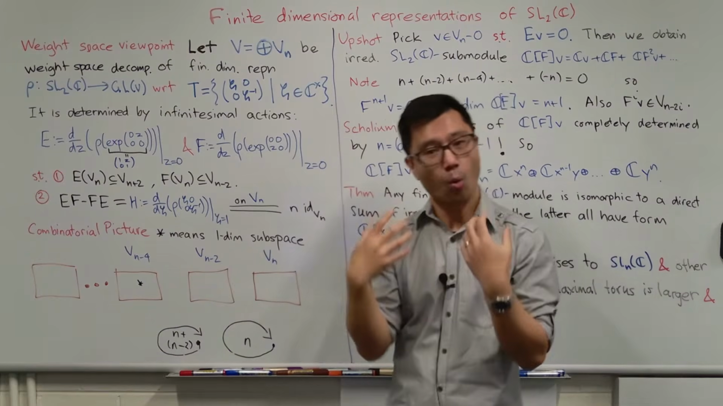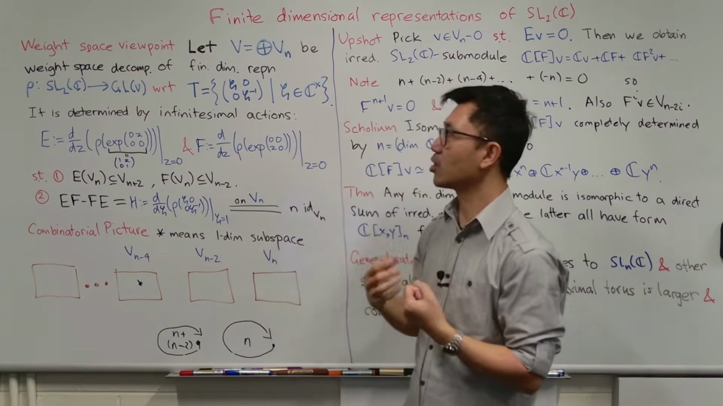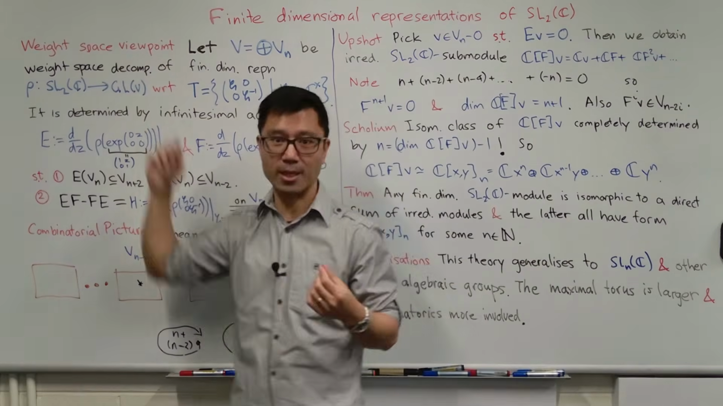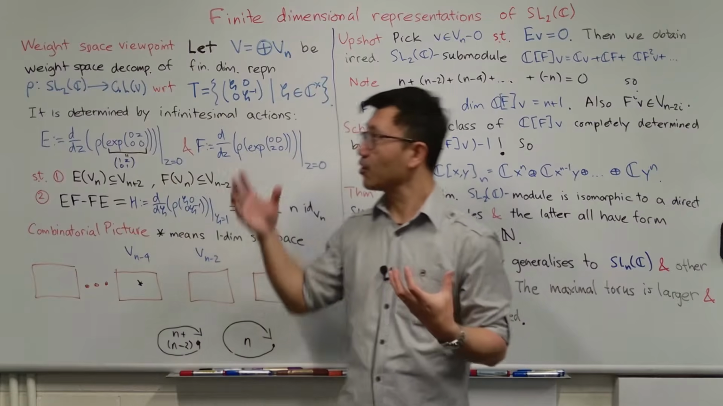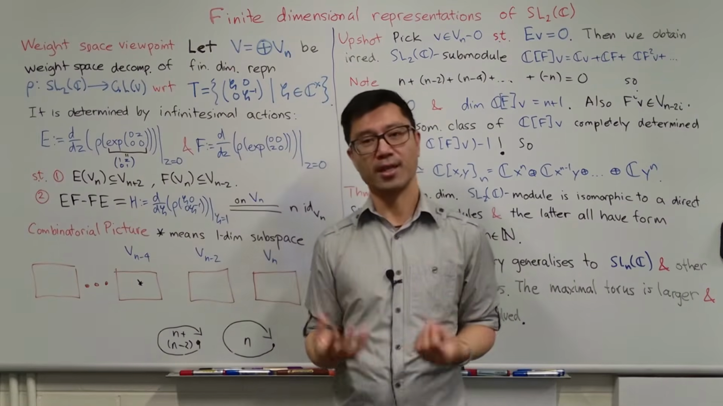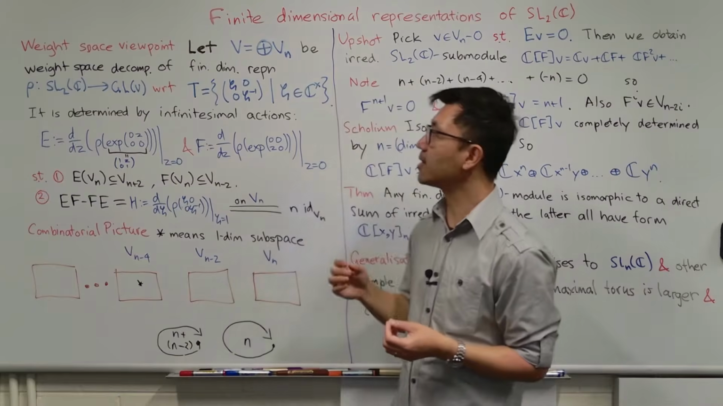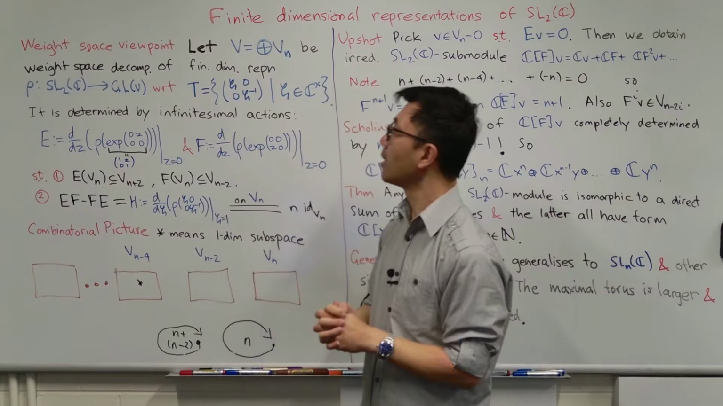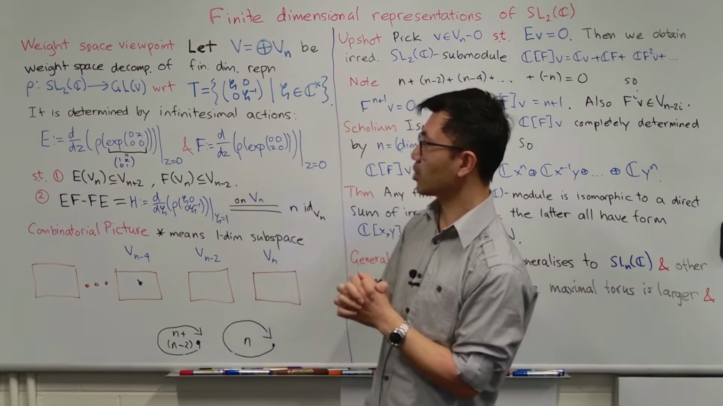Okay, so what is the torus viewpoint and how do we use the torus symmetry? So we basically use the theory of weight spaces. So if you don't know about this, maybe you want to look at my previous video in this playlist about the weight space analysis of representations of SL2C. But let me just remind you briefly what's going on.